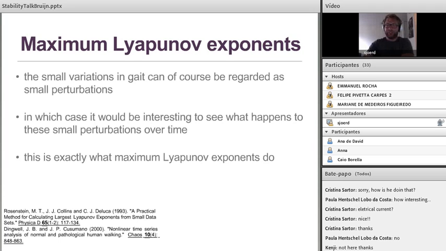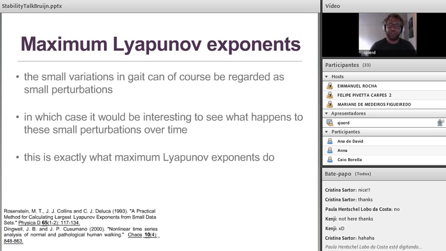I was convinced at the start of my PhD that this measure could not work and should not work, and actually I've tried to prove that ever since and failed miserably every time. So I think this measure really says something. So the maximum Lyapunov exponent comes from the idea that the small variations in gait can be regarded as small perturbations.